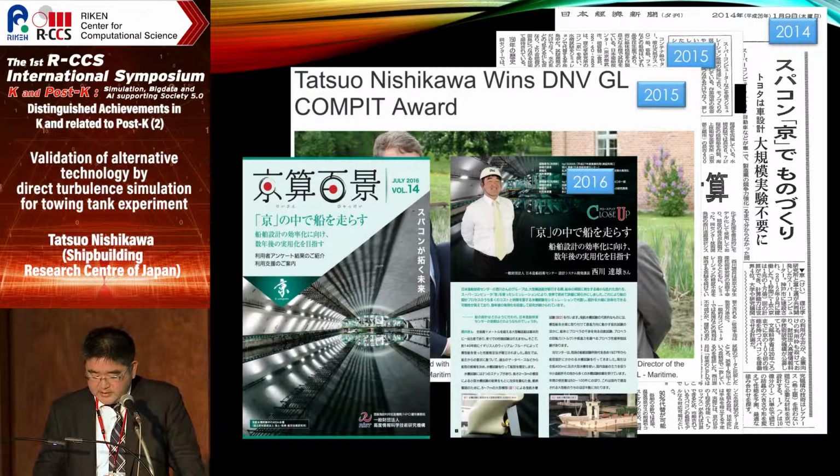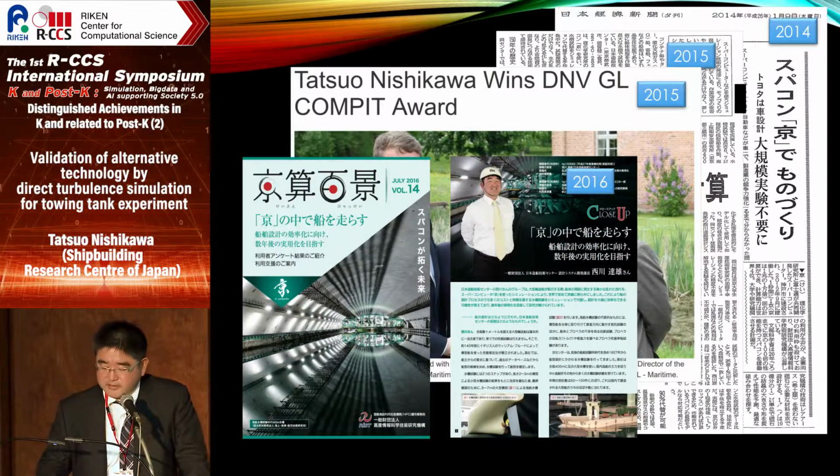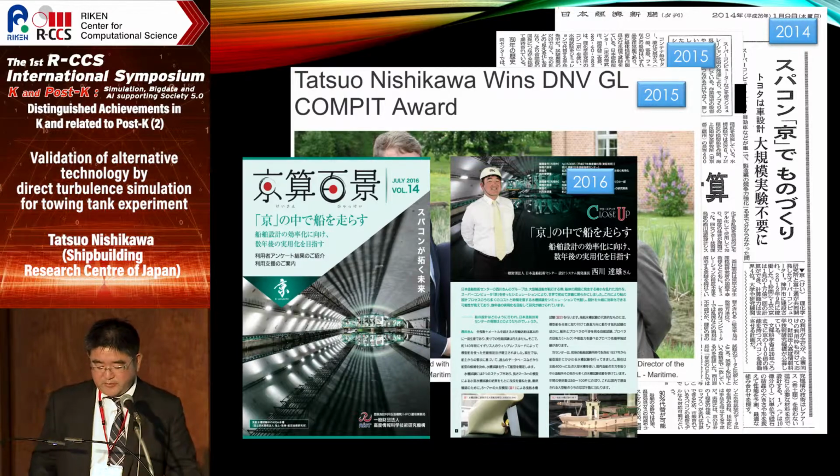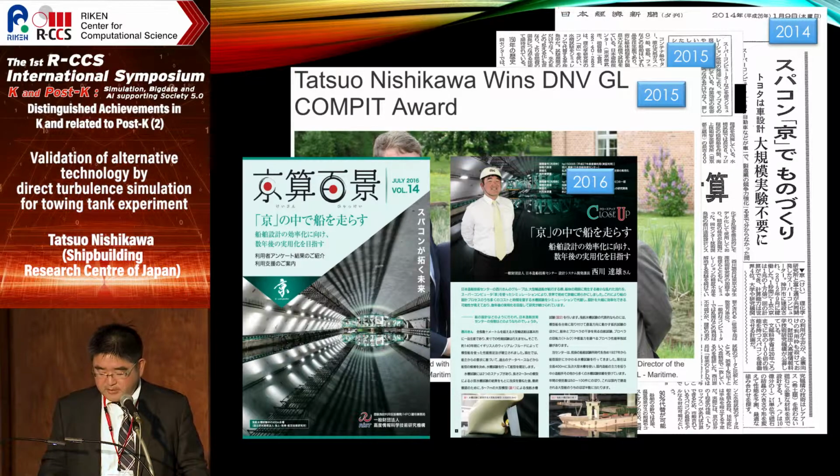And this is Keisan Hyakkei, which is a public relations magazine of RIST. The story so far was about the development of the simulation code. At this point, we only have one validated data. So in order to obtain more reliability, we started the validation with 5 different practical ships by using the computer resource of K industry use with a consortium of 8 shipyards.